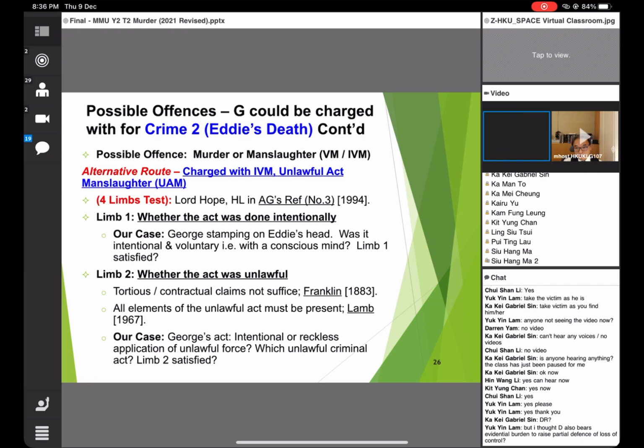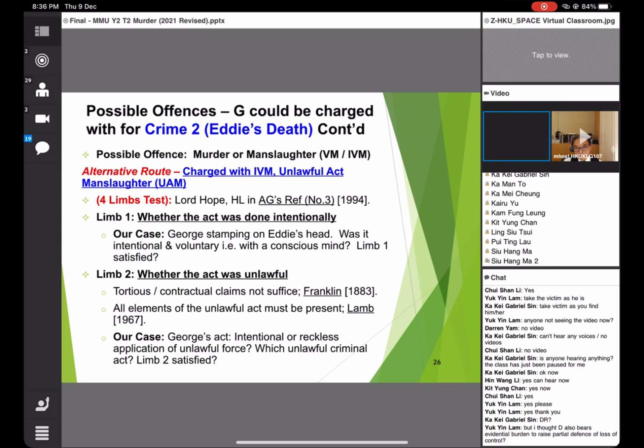Okay? That is satisfied. And limb number 2, you ask yourself the question whether the act was unlawful or not. So what is an unlawful act, you might ask? You have to go into the case law of Franklin 1883. Franklin basically says that if it is tortious or contractual claims, they will not suffice as an unlawful act. So just civil claims are not unlawful acts as such. And Lamb 1967 says all elements of the unlawful act must be present. If you miss out any one of the elements, that would not be fulfilled.